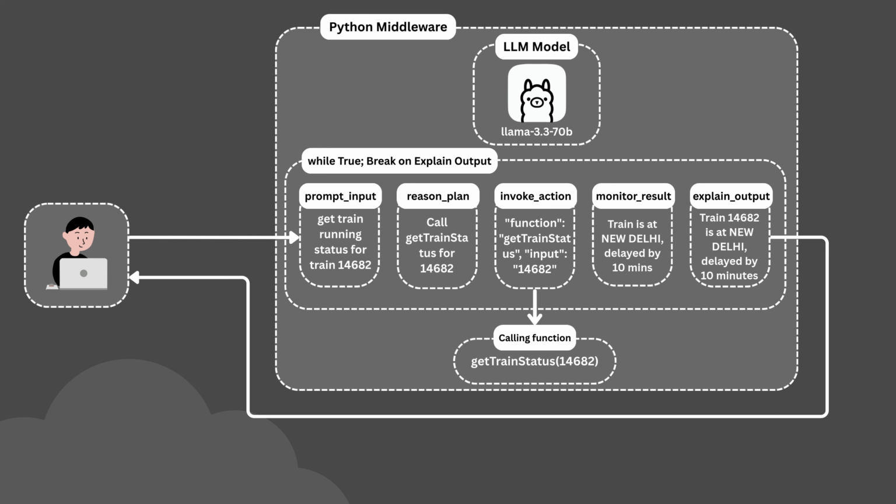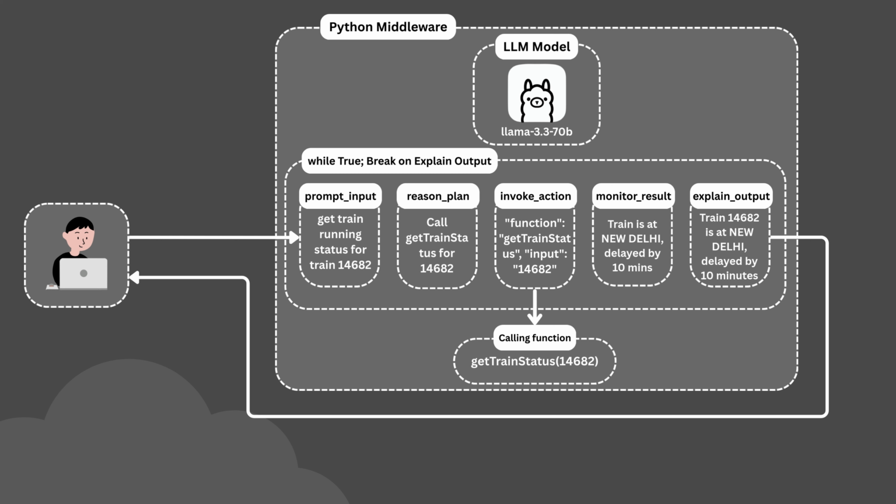So this result is then returned to the LLM model where it is going to analyze it and provide an appropriate result, like the train is delayed in New Delhi by 10 minutes. So this is where the Python middleware is taking care of calling the function and returning the result.